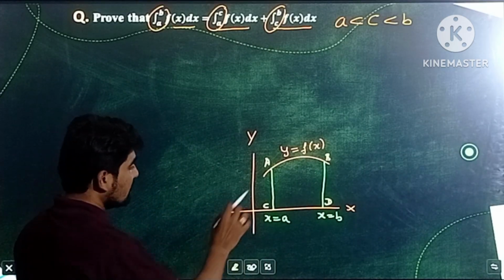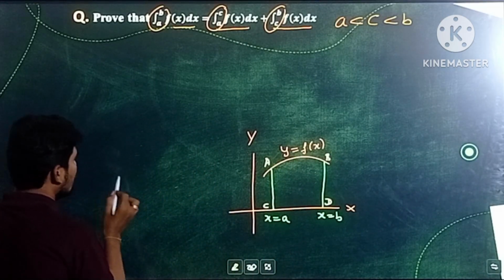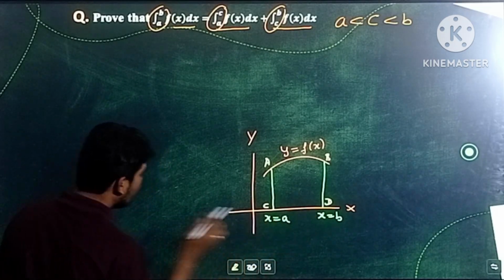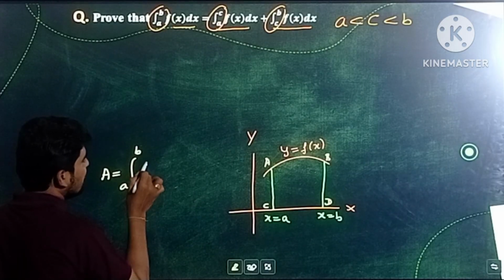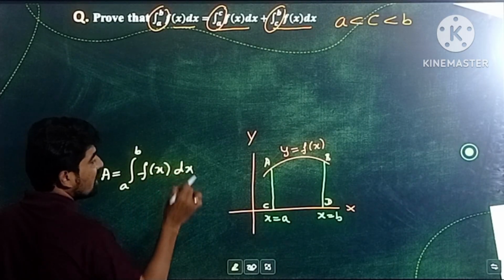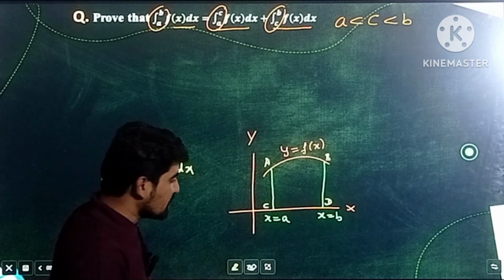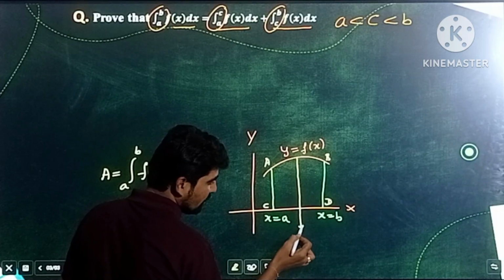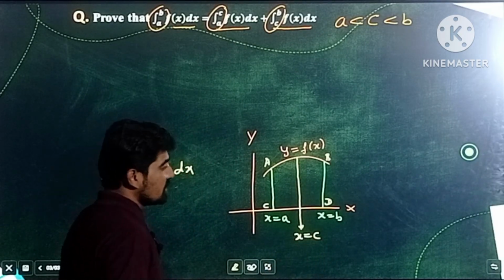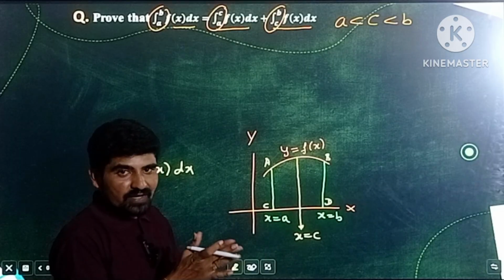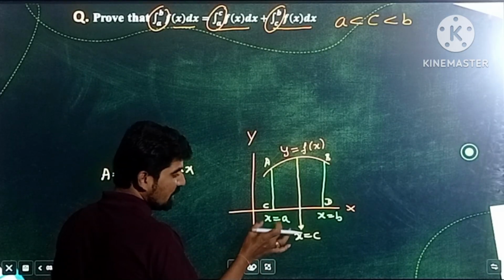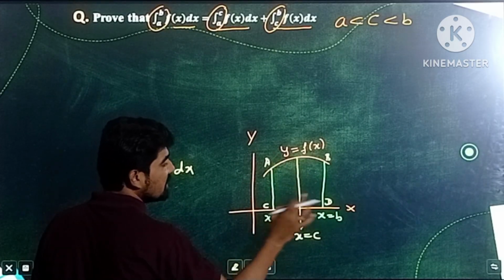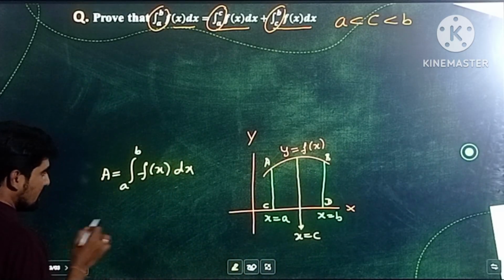Definite integrals. So the area ABCD is equal to the integration from a to b of f(x) dx. Or suppose we introduce another point x equals c between a and b. The required area ABCD is now divided into two parts, that is, from a to c and then c to b. So this entire required area ABCD can also be calculated by using another method.